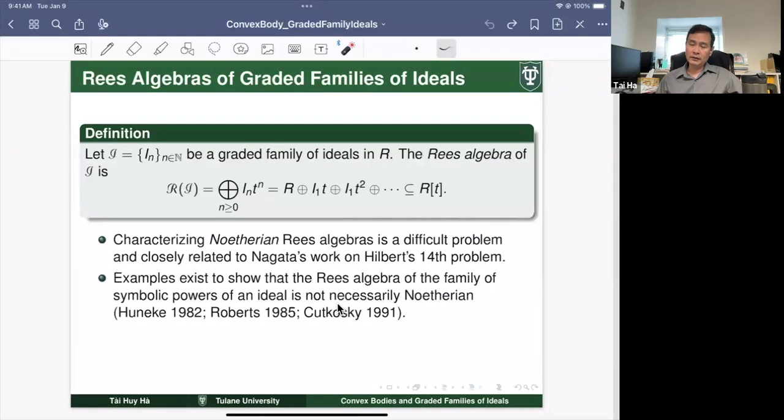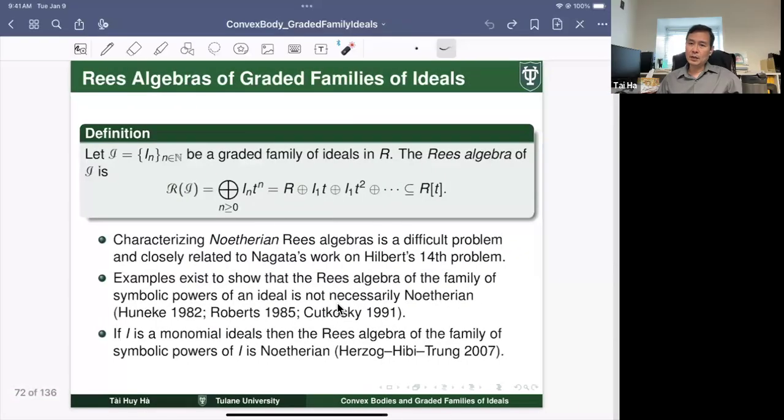One of the familiar families that people care about is the family of symbolic powers, and the Rees algebra of symbolic powers is called the symbolic Rees algebra. And there are actually examples of ideals whose symbolic Rees algebra is not necessarily Noetherian. These examples were given by Huneke, Roberts, and Kurano. If we start with just one monomial ideal, then the symbolic Rees algebra of this one monomial ideal is known to be Noetherian, and that's a result of Herzog, Hibi, and Trung.